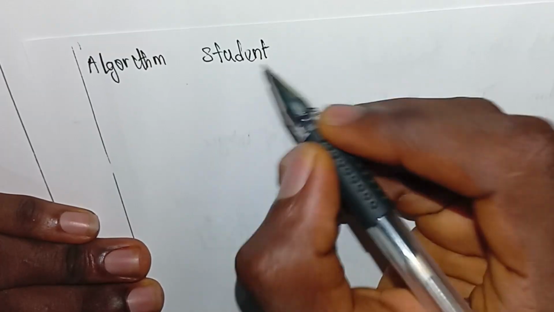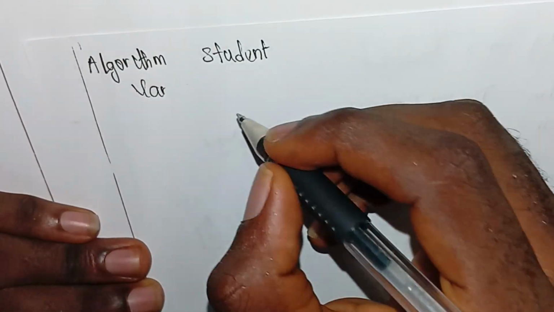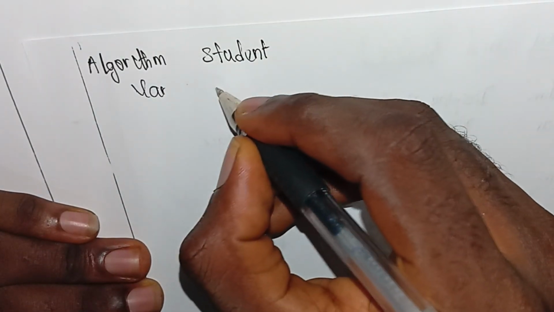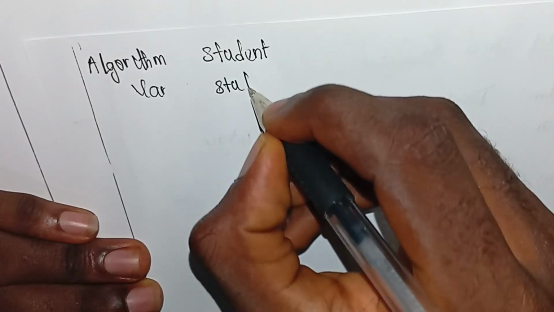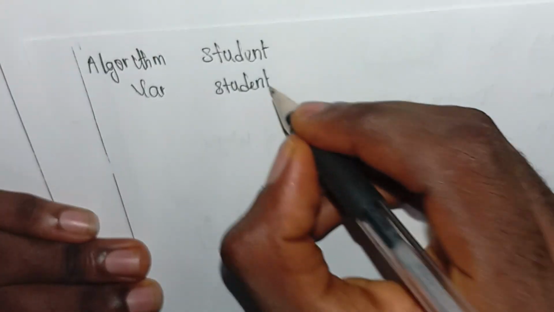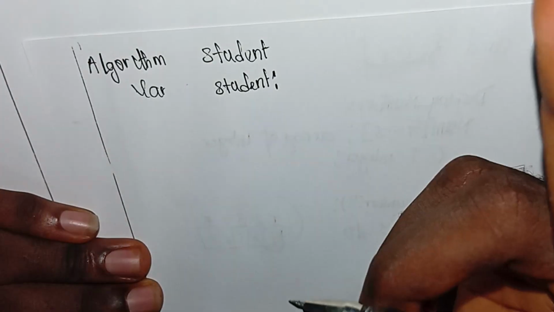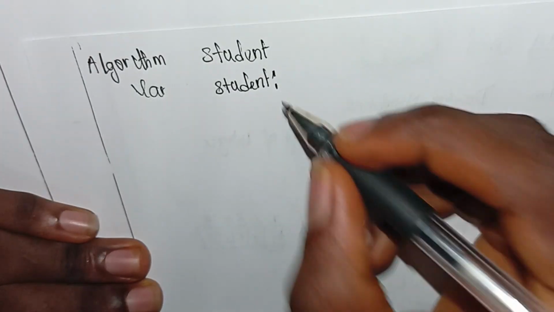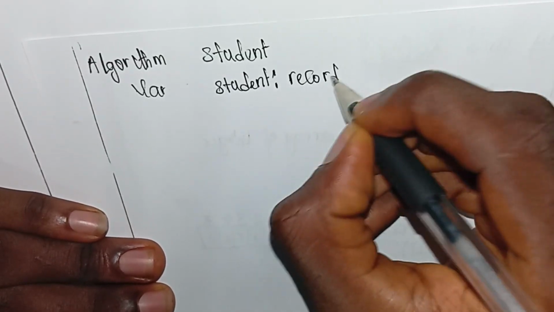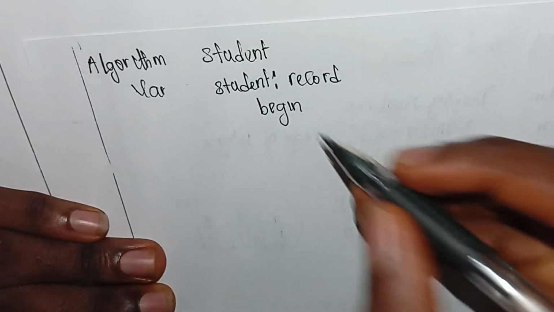Name student. Now the first and only variable we would need is a record. Record name, which is student. The record name mustn't be the same as the algorithm name, but I just wanted mine to be the same, so you can make yours different. Now the record keyword, then we have begin, so we actually begin the record.